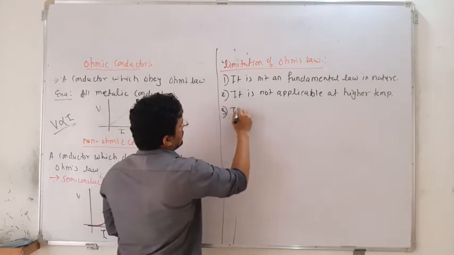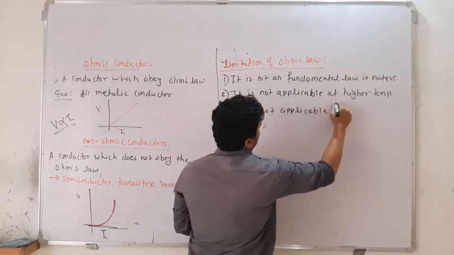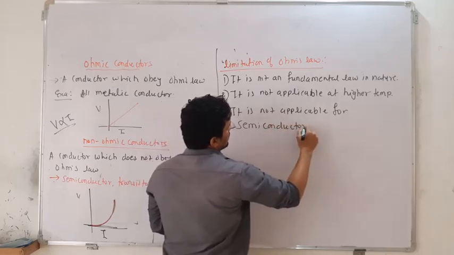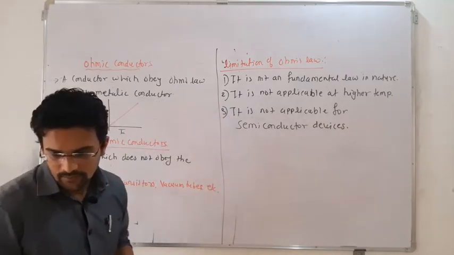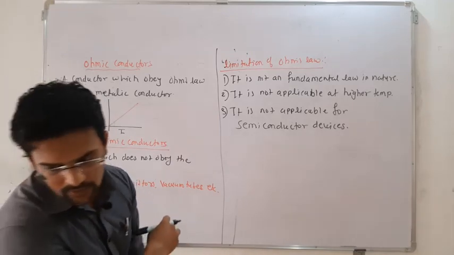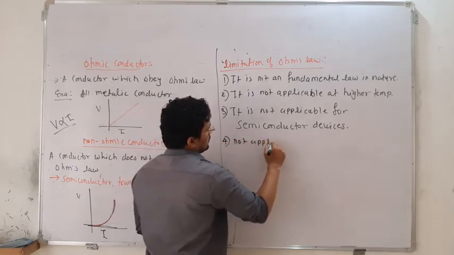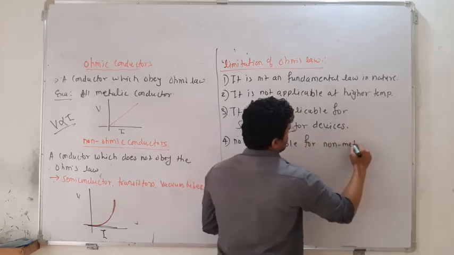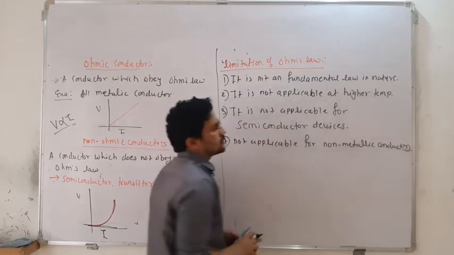And then third, it is not applicable for semiconductor devices. So only 3 are sufficient. And then 4, it is also not applicable for non-metallic conductors. So these are some limitations.